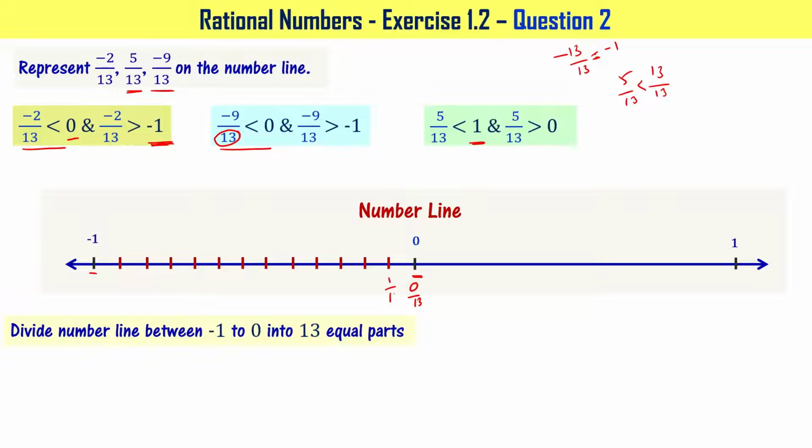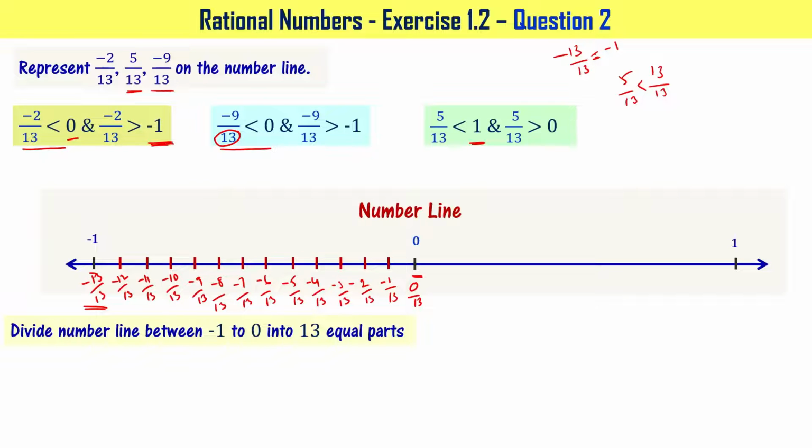Then this is going to be 1 by 13. This is 2 by 13. This is 3 by 13. 4 by 13. 5 by 13. Sorry, all these are negative numbers. Please note this. Minus 6 by 13. Minus 7 by 13. Minus 8 by 13. Minus 9 by 13. Minus 10 by 13. Minus 11 by 13. Minus 12 by 13. Minus 13 by 13. You see, minus 13 by 13 is minus 1, right?